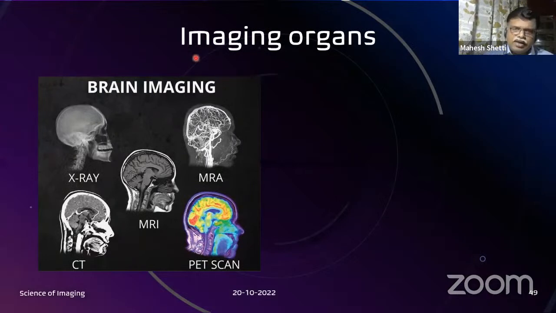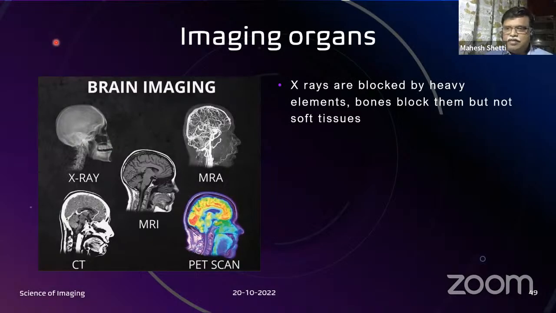Now, it's not only about astronomy. We can do that in the medical field, imaging different organs. So you see there are different techniques used. X-rays are used, MRI is used, CT is used, PET scan is used. What are these? X-rays are blocked by heavy elements. Bone will block them mainly because of calcium, but not soft tissues, because calcium is a relatively heavy element.